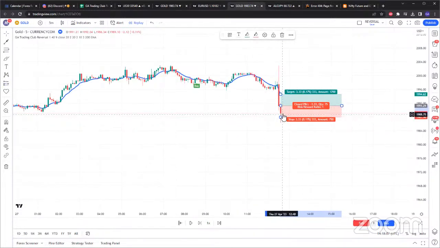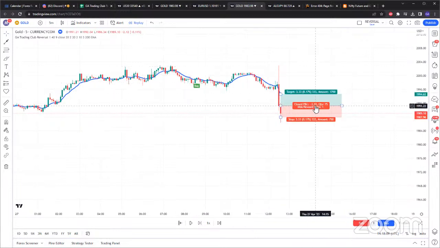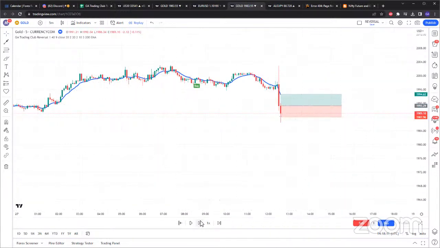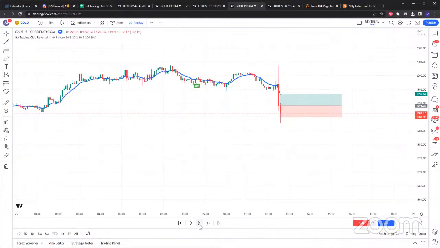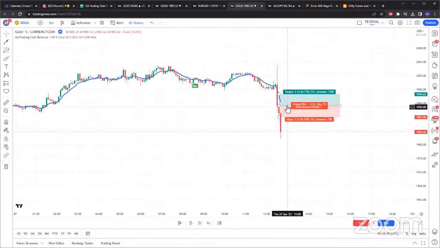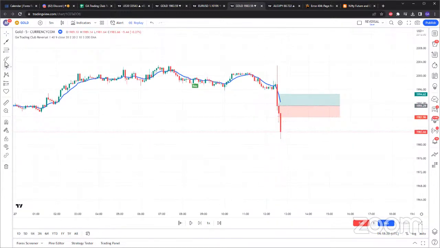Most retail traders don't trade with a stop loss, but let's say they were trading with a stop loss. What happens? The market gives them like $5 or $10, and then price keeps going down. So they keep trying to catch the reversal right here.